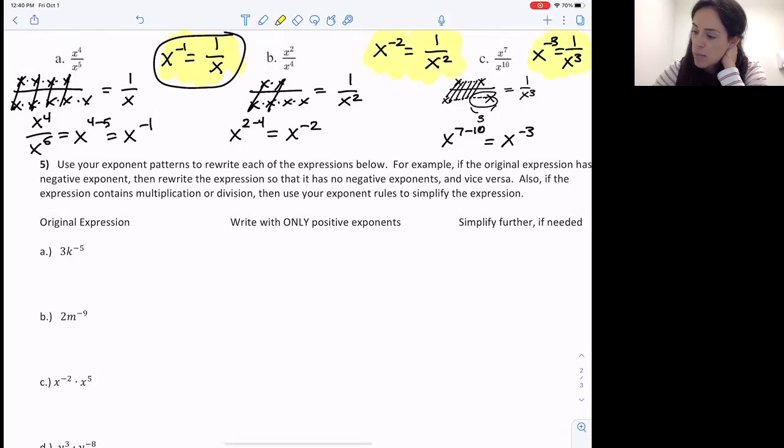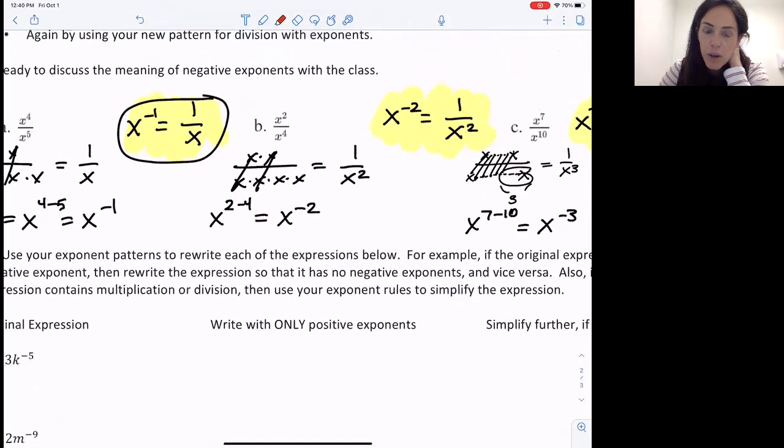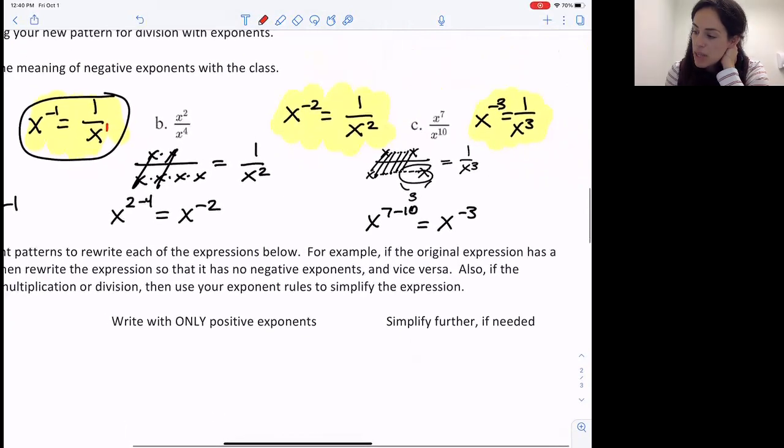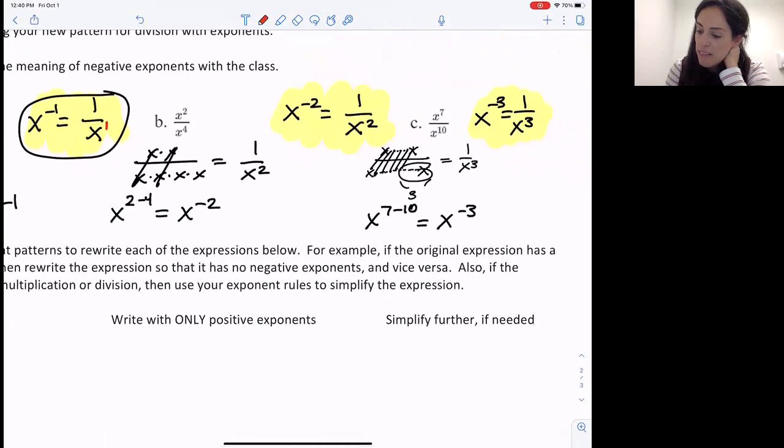Well, notice what's happening here. For this one, we haven't written a little 1 in the numerator, but 1 over x is the same as 1 over x to the 1. Okay? So what happens with the negative exponents? Well, it looks like if I have a negative exponent in the numerator, it's going to send it down to the denominator.